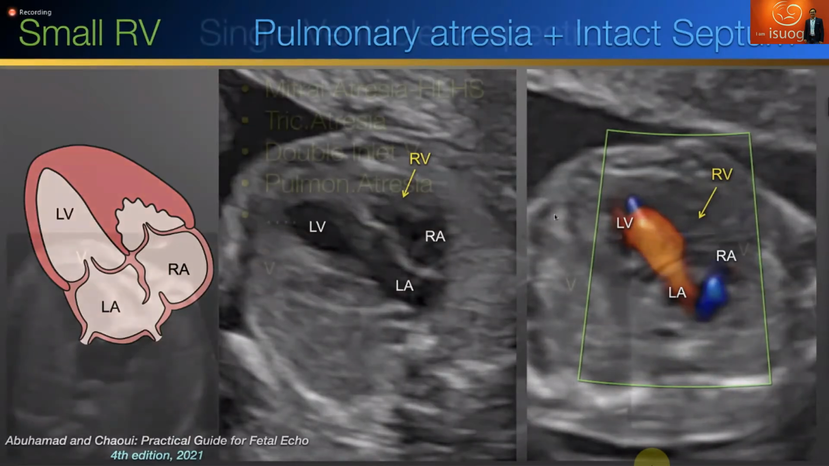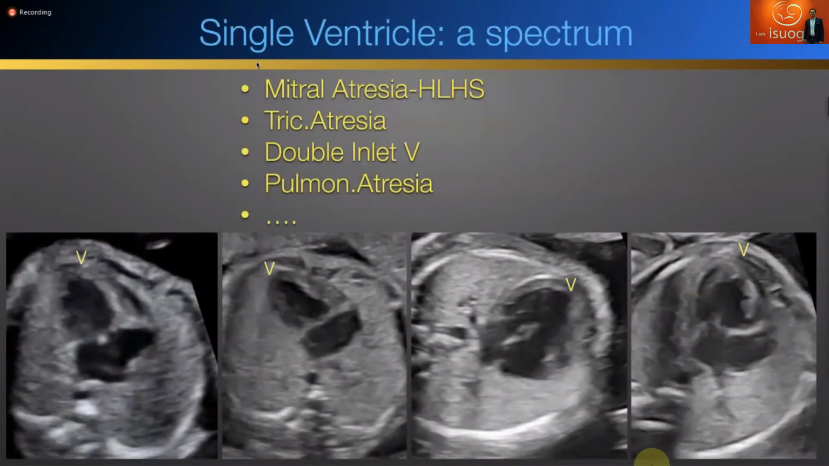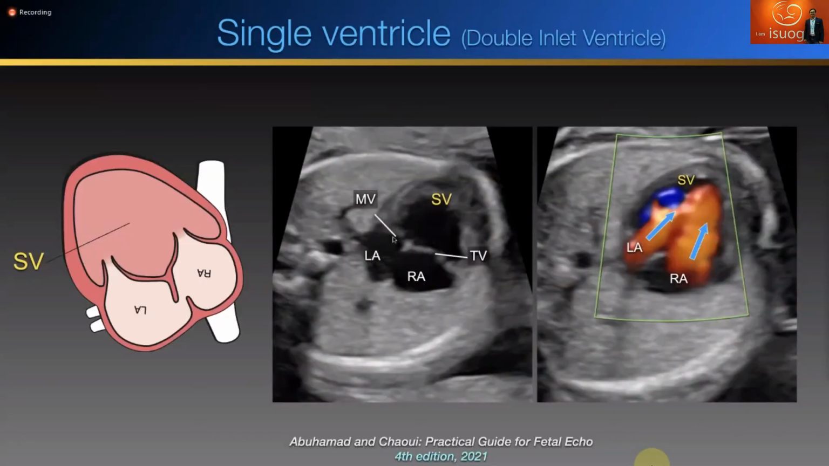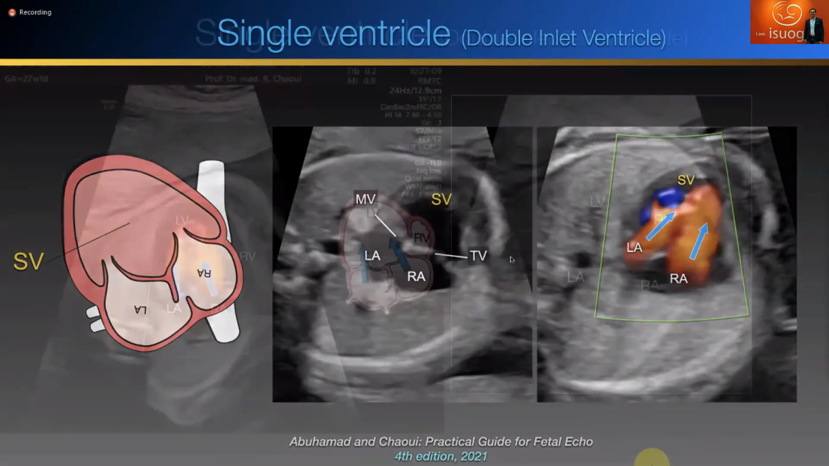Now, I've shown you some of these cases, but look at the condition many people call single ventricle or univentricular connection. It is a spectrum, because as I've shown, it can also be cases with hypoplastic left heart syndrome with an absent ventricle, but the typical single ventricle is double inlet ventricle. So a typical single ventricle is two atria with one chamber. In general, you have an additional small rudimentary chamber on the side. And this is how it looks.